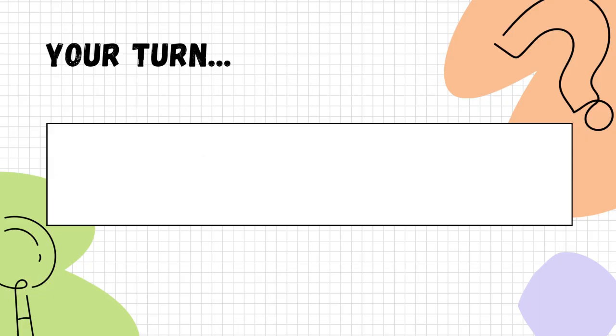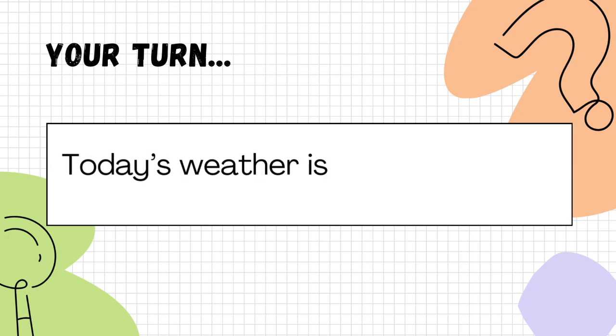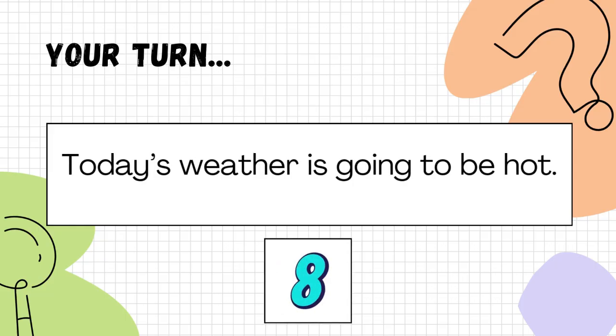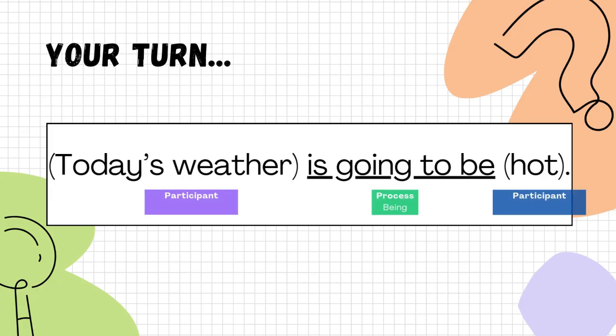Alright, next sentence. Today's weather is going to be hot. Write this down, then underline the process and bracket the participants. Here's the answer. Did you get it right? It's alright if you didn't. It can be a tricky one.